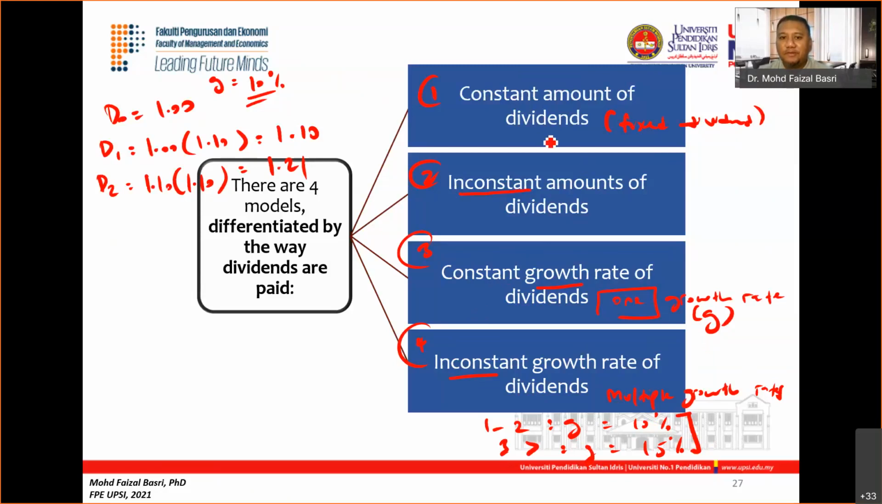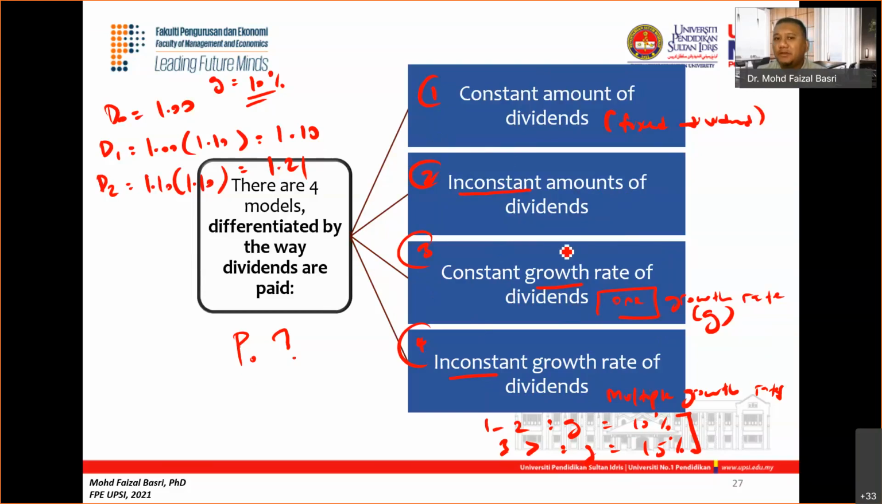So here we have 4 different models, and these 4 models will determine how we will calculate the P0. At the end of the day, we're gonna find the price of the stocks today, right? The P0. So in order to find the P0, we're gonna calculate based on the models, and the models are differentiated by how the dividends are being paid. Is it based on the fixed dividend, a constant amount of dividend, or based on growth rates?